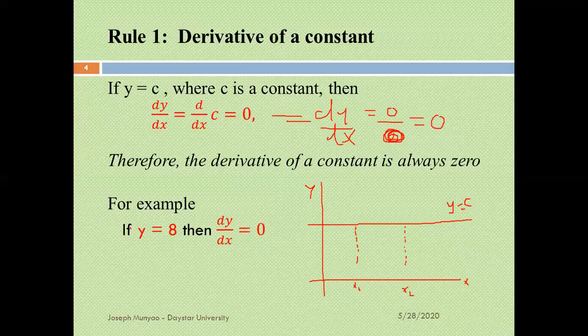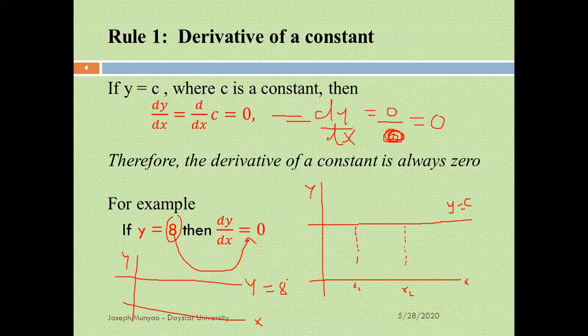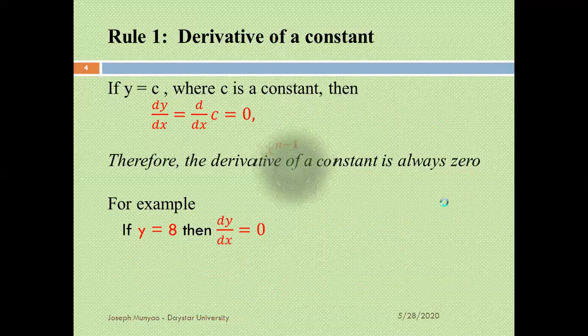So if I have an example of y is equal to 8, the derivative of 8 is always zero, because this line is y against x, and this is the line y is equal to 8. Y does not change. So therefore, I want to note the derivative of a constant is always zero.